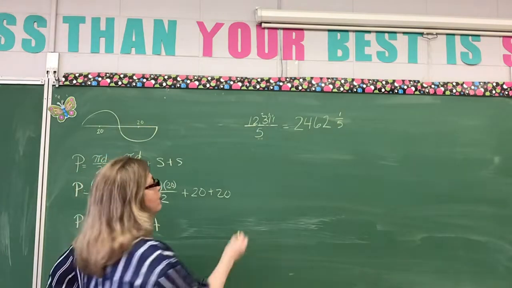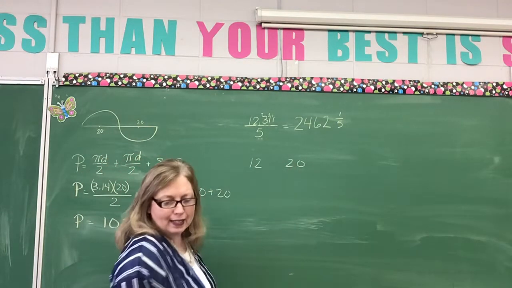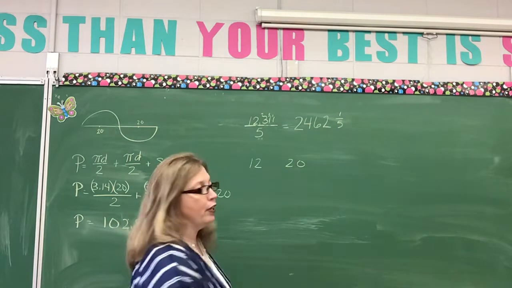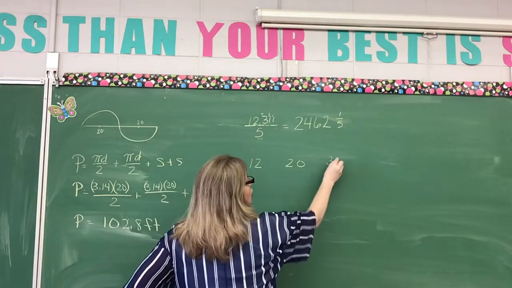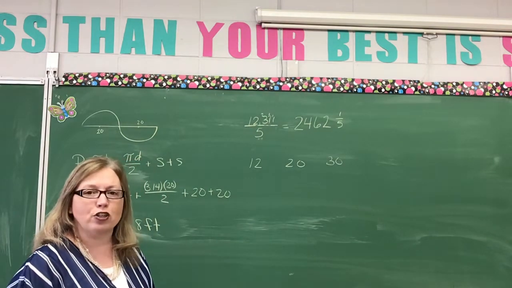Number 17 says find the least common multiple. Well, what if you have the number 12, 20, and our last number is 30? If I want to find the least common multiple, the first thing I have to do is find its prime factorization.